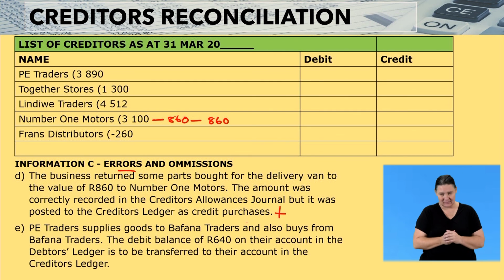We go to E. PE Traders supplies goods to Bafana Traders and also buys from Bafana Traders. The debit balance of 640 on their account in the debtors ledger is to be transferred to their account in the creditors ledger. I just did this one, if you remember, on PE Traders. And you realize that we will debit the amount in the creditors ledger. Debit means minus. So I'll come, remember here, I had a minus 900 initially. I'll come again and say minus 640.